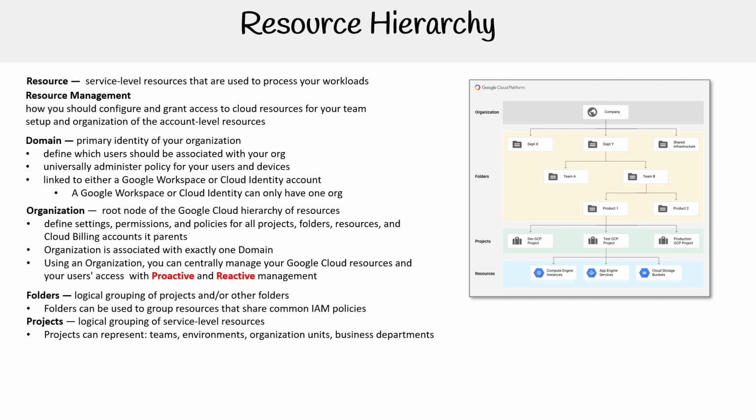Projects can represent teams, environments, org units, business departments. So between folders and projects, you have a lot of ways of isolating things. They're the basis for enabling services, APIs, and IAM permissions. A service level resource can only belong to a single project. And there is something here where it talks about APIs. So when you make a new project, and let's say you use something like Vertex AI, you have to turn that API on every single time when you go to a new project.